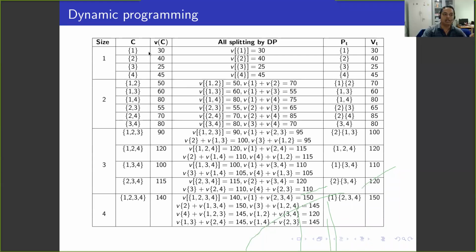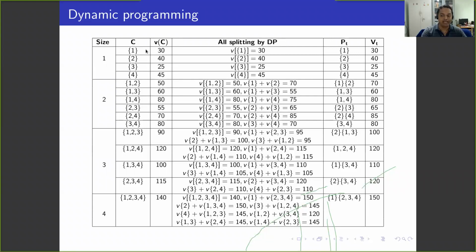Whether Congress will join hands with Trinamool or CPM, that gives what will be their value. If they work separately, Congress separately, Trinamool separately, CPM separately, then what will be their value? If they work together, then what will be their value? How they will calculate the value depends on application to application, and that itself is a research component.